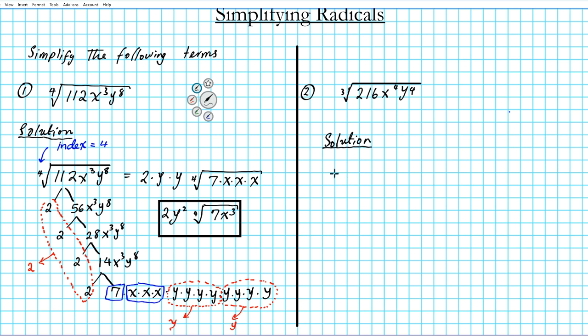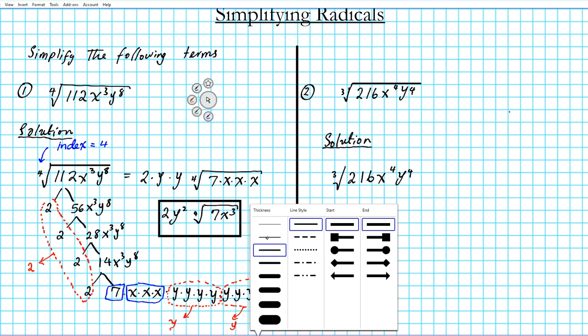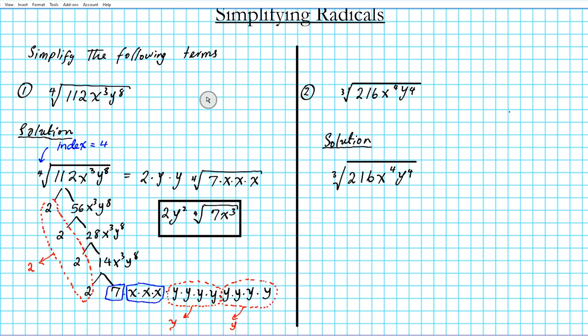In this situation we have the 3rd root of 216 x to the 4th, y to the 4th. Do you see what the index is here? In this particular problem, the index is 3. This is the index right here. So every 3 repetitions of a factor, or 3rd power, you can take the 3rd root of that, and that will come out as one of the factors.